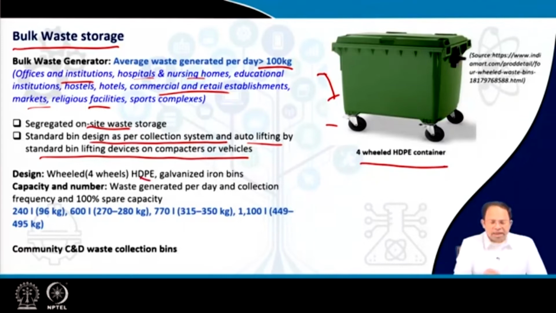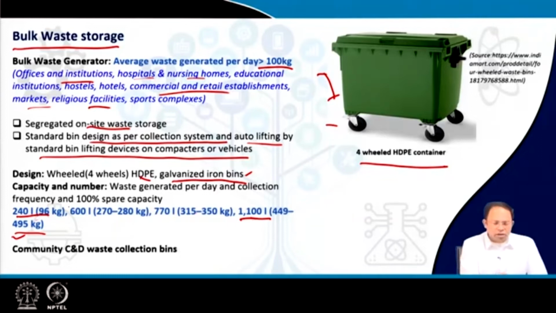Again, 4-wheeled HDPE containers and also galvanized iron bins, both are used. So these are even larger than these HDPE containers, and usually you will find that capacity ranges from around 96 kilograms or 240 liters to around 1100 liters or around 495 kilograms of waste. So there are different sizes, 1100 liters or 500 kilograms of waste. So very large containers like this can also be utilized, or small containers like this. It depends on what kind of vehicle, what kind of lifting mechanism is actually utilized.